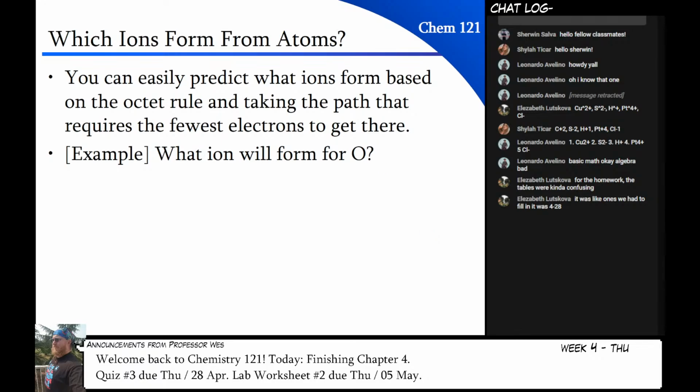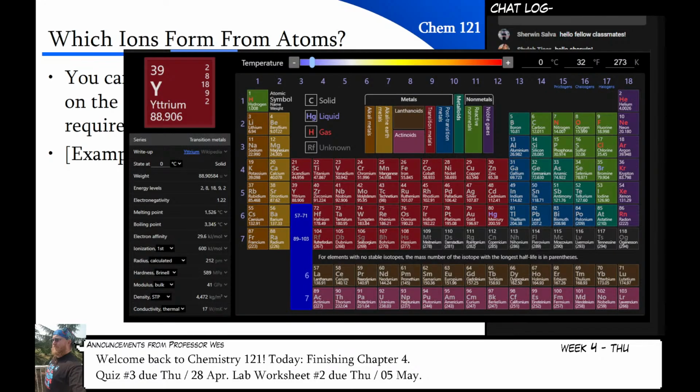I gotta get this on the screen, so give me just a second here. Let's see here if I could find it. Oh, it's already captured. So, there we go. So there's our periodic table. There's P table. You should know where that is by now. So if I click on oxygen here, you'll see that O is in group 16. That means it has 6 valence electrons.